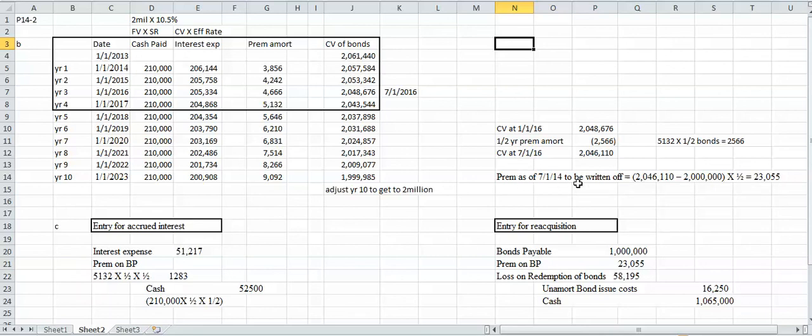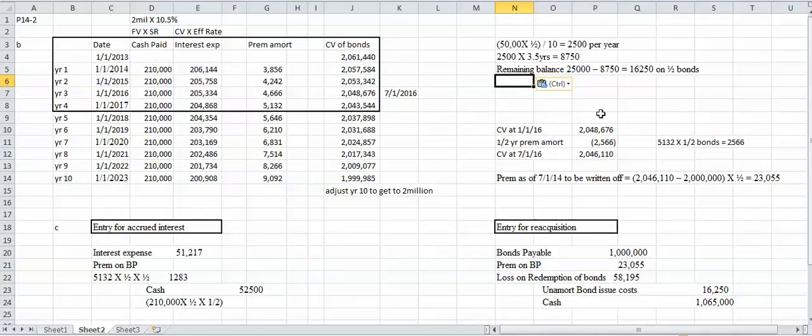Once I get the new carrying value, I just subtract the carrying value from the face value, and then I multiply that by half for half the bonds, and I get 23,550.55.